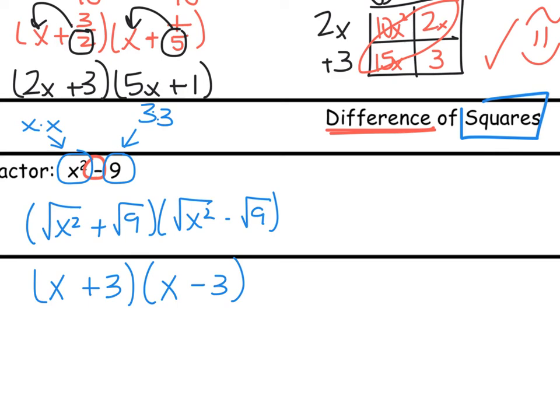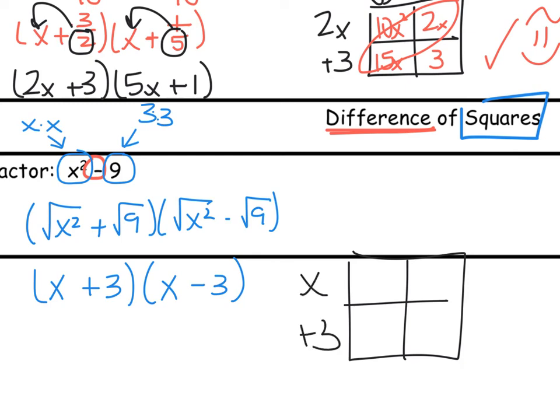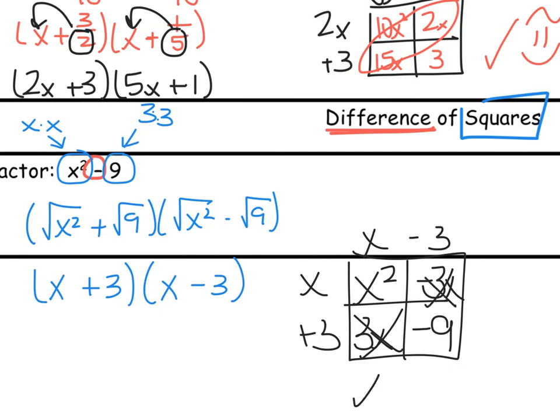So let's go ahead and check, make sure we did that right. I will check using the box method. We have x plus 3 and x minus 3. X times x is x squared. 3 times x is 3x. X times negative 3 is negative 3x. And negative 3 times positive 3 is negative 9. These two end up canceling each other out. And so we get x squared minus 9, which makes me happy.